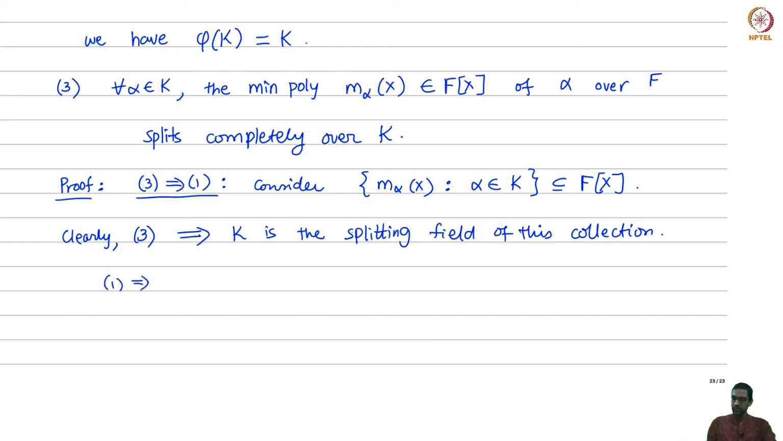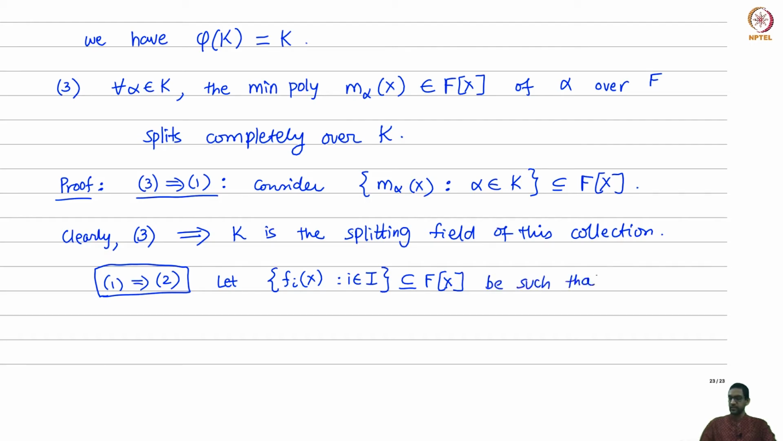Now let's show 1 implies 2. So this means that I am going to assume 1, that it is a normal extension, meaning there exists a collection for which it is a splitting field, and I will prove 2, which is that any homomorphism of the algebraic closure will have to preserve this subfield k. Okay, so let's start with the definition. Let f_i(x), i ranging over some index set, a subset of F[x], be such that k is its splitting field.